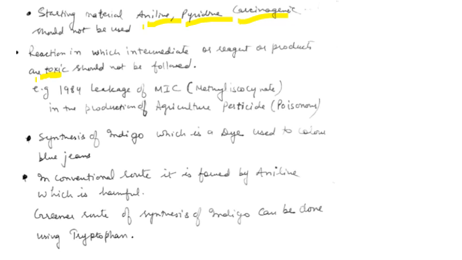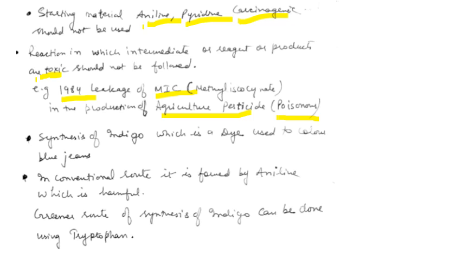As an example, in 1984 there was the leakage of a severe gas, MIC, methyl isocyanate, in the production of agricultural pesticide. When producing the agricultural pesticide, the very harmful methyl isocyanate was released, which is highly poisonous and was responsible for the Bhopal gas tragedy. It is very serious. We should not go for such reactions. There should be another alternative. Such a reaction should not be accepted in green chemistry.